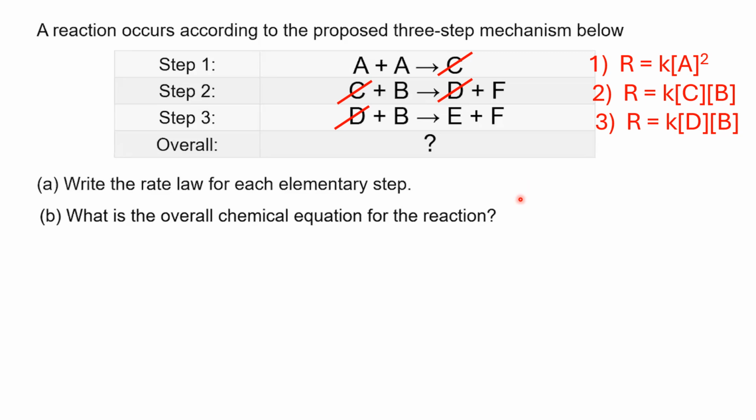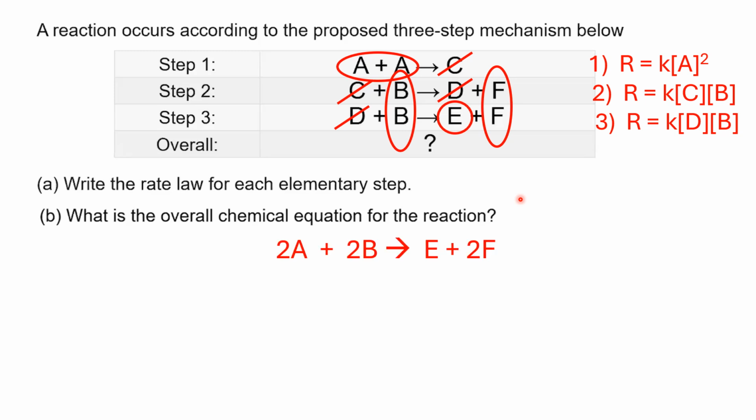And then we also want to add up the things that we have more than one of. So we have 2 of A on the reactant side. We have 2 of B. We have 2 of F on the product side. And then we also have a mole of E on the product side. So if we just put those together, we should get this equation. 2A plus 2B yields E plus 2F.